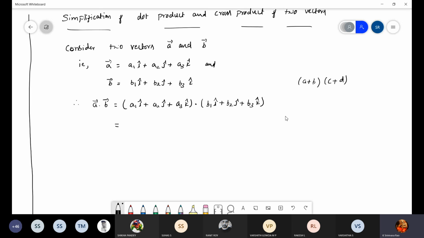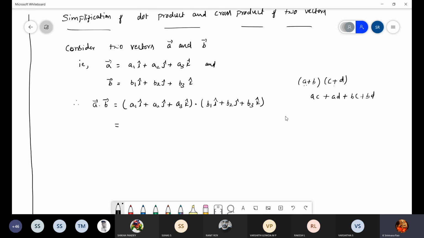So how will you multiply? First A with C, I will write AC, then A with D, between them plus AD. Like that I will write BC plus BD. Okay, correct? We will write usual multiplication. But here it is the same usual multiplication.